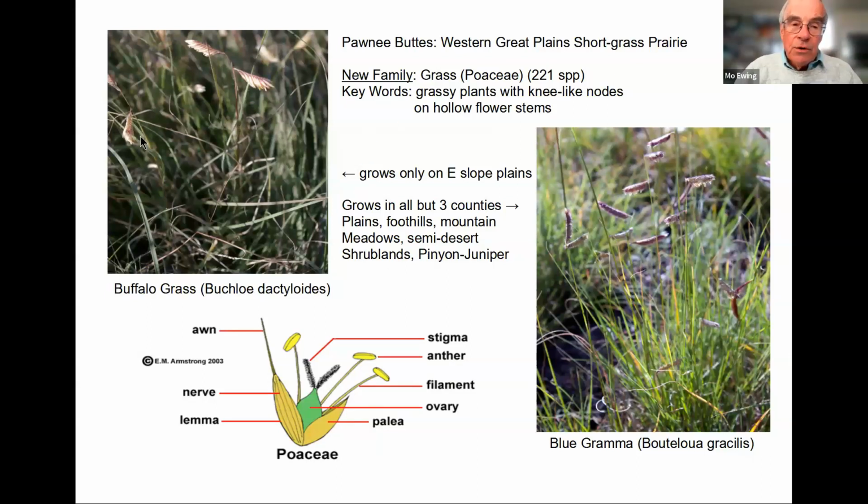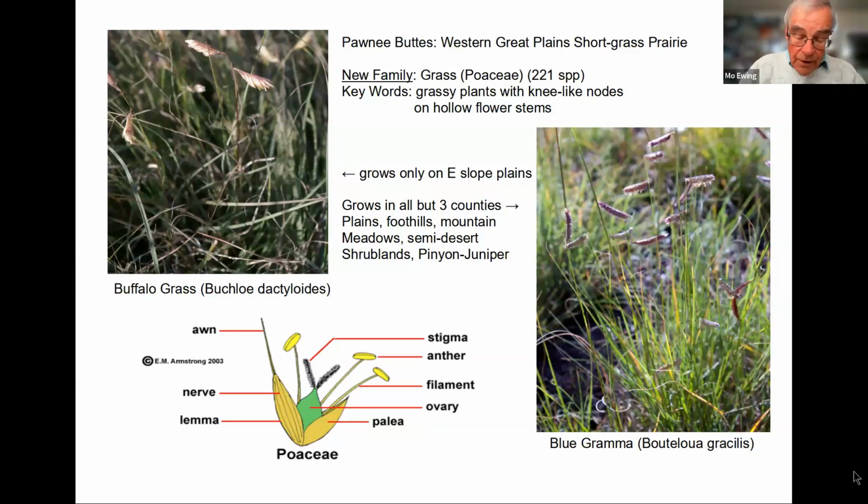Buffalo grass only grows on the eastern slope, but blue grama grows pretty much anywhere. So buffalo grass is the more important of these. Buffalo grass grows in shortgrass prairie and in the foothills on the east slope. And blue grama grows in all counties but three, from the plains to the foothills to the semi-desert shrublands to the mountain meadows, pinyon juniper woodlands on the eastern and western slopes.